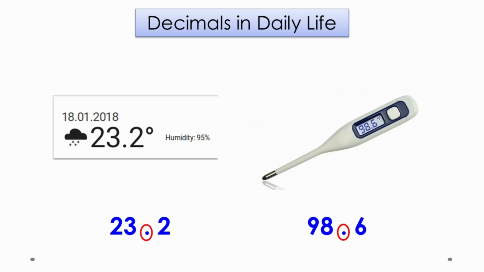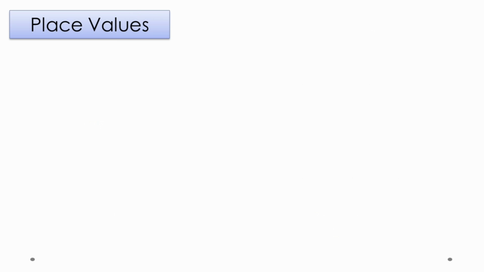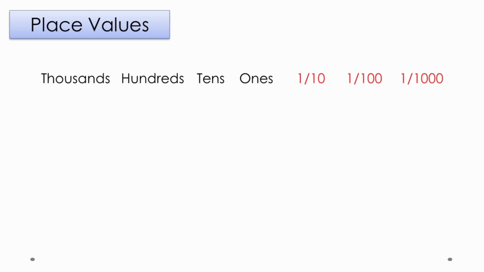To understand this, let's recall the concept of place value that we have studied earlier. Ones, tens, hundreds, thousands, and so on. And what comes on the right side of ones? Fractions: 1/10th, 1/100th, 1/1000th, and so on.